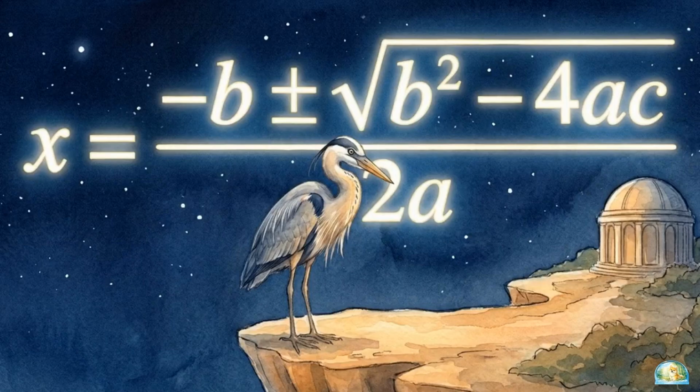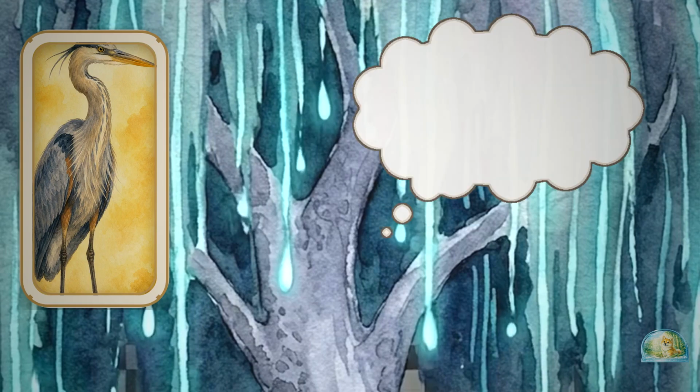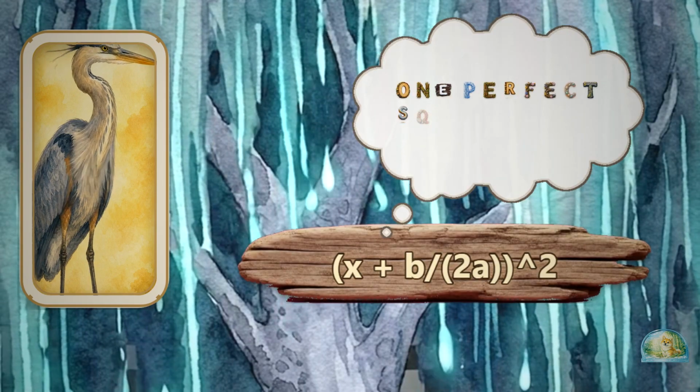How would you check this result? For ax squared plus bx plus c equals 0 with a not equal to 0, x equals negative b plus or minus square root of b squared minus 4ac over 2a. Take your time. Adding the square of b over 2a creates one perfect square.